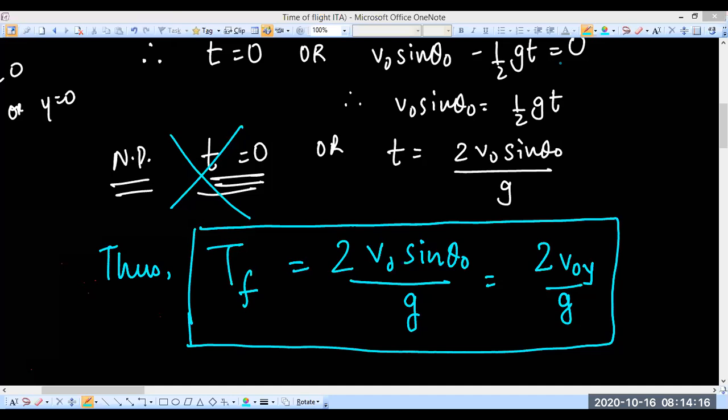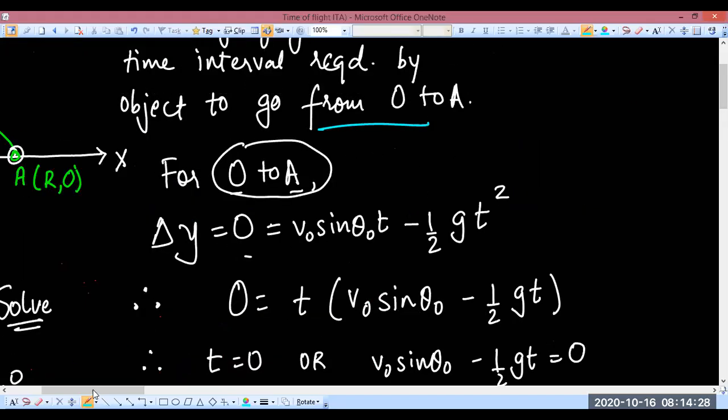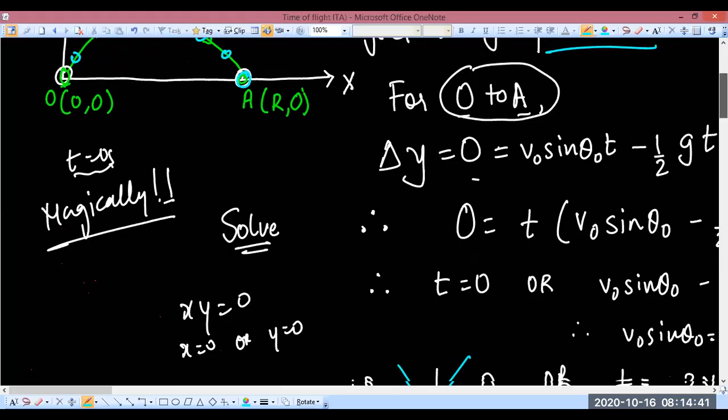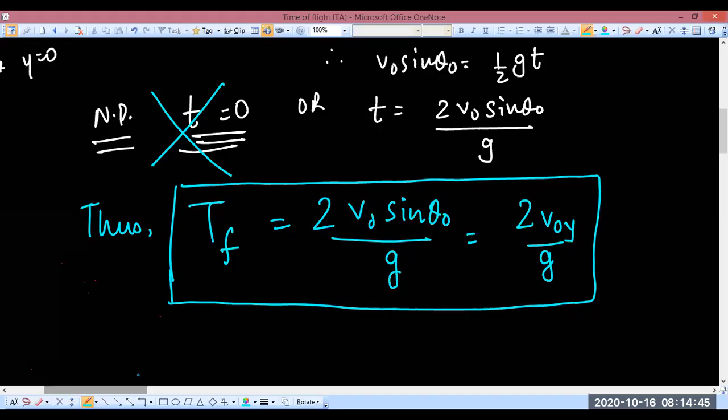All right, so this is what we get, right? So this is the formula of time of flight. That is, if you throw something from the ground, then it will be flying in the air. So that going like this will take this much time, right? After that much time, it will hit the ground. Okay, so that's what we have found, right?